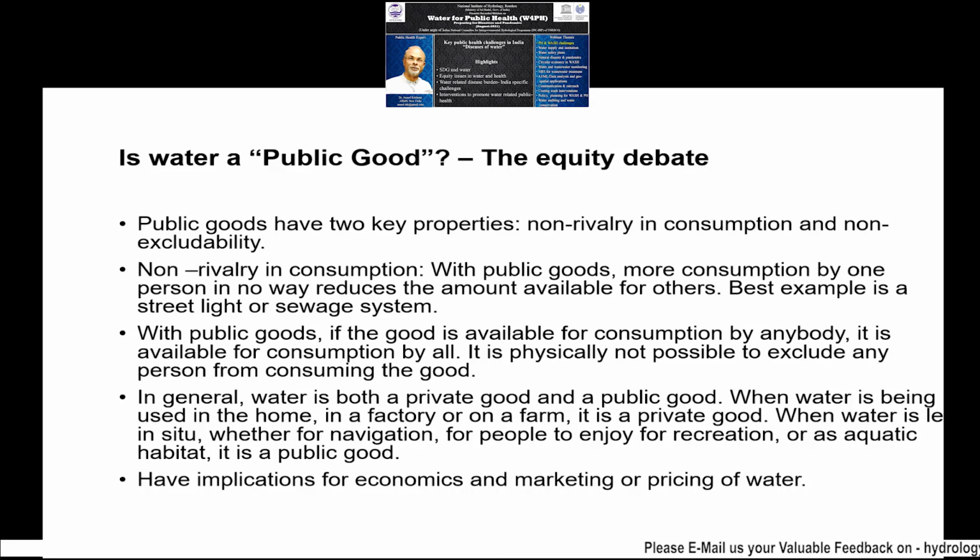It is only a rivalry because there is a shortage of water. If there was enough water, the use of water would not fulfill the criteria of rivalry. These have implications for the economics, marketing and pricing of water. So should water be given free, or should people be charged for water? If yes, what should be the charge for water?